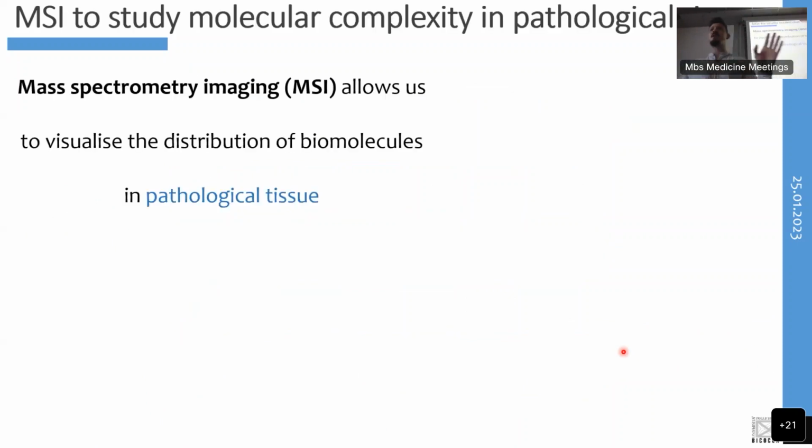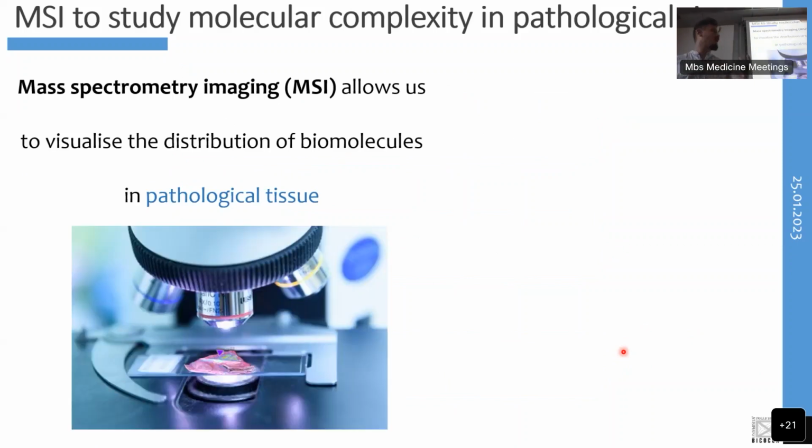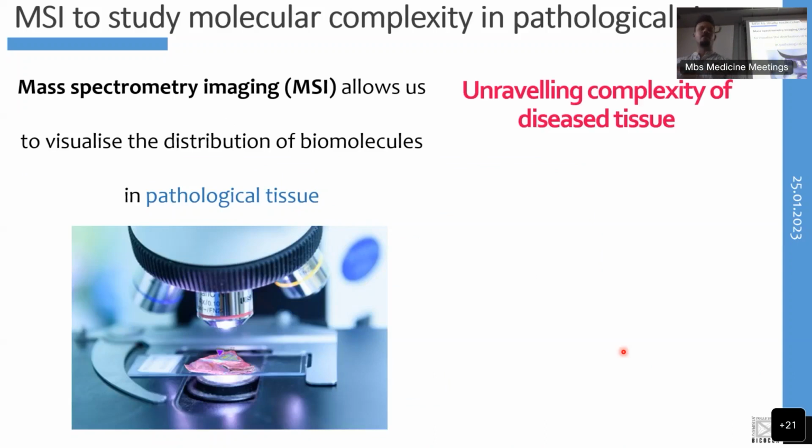So again, this is the only slide that I have an overlap from 2 weeks ago. So effectively, mass spectrometry imaging gives us the potential to visualize the distribution of biological molecules in pathological tissue. So if you like, we can consider it as a highly specific form of molecular microscopy. And we can do this to try and unravel much of this complexity that we find in diseased tissue.